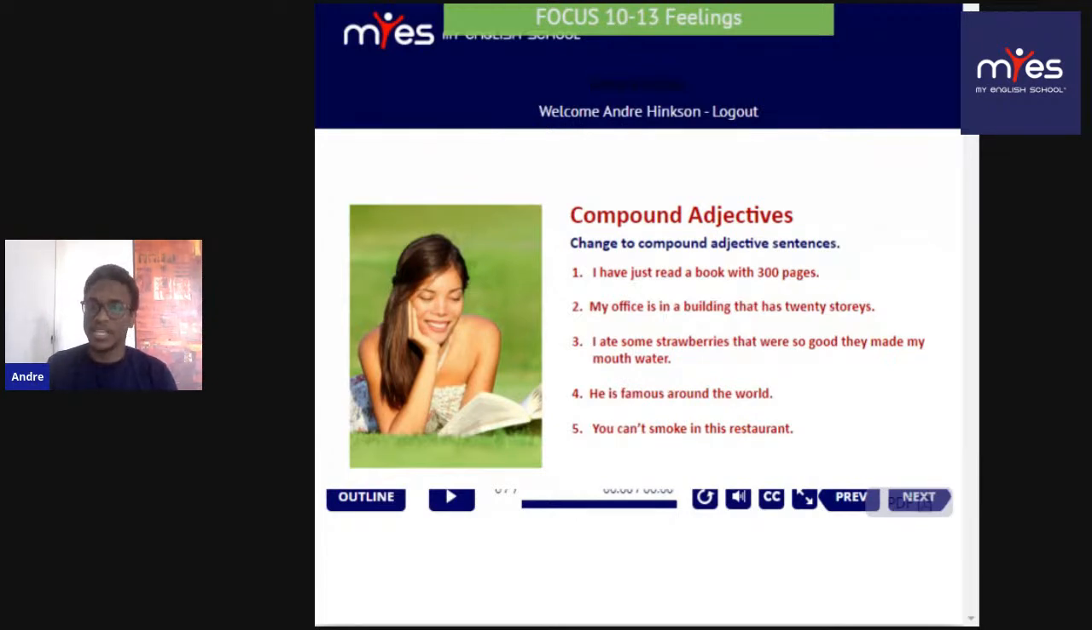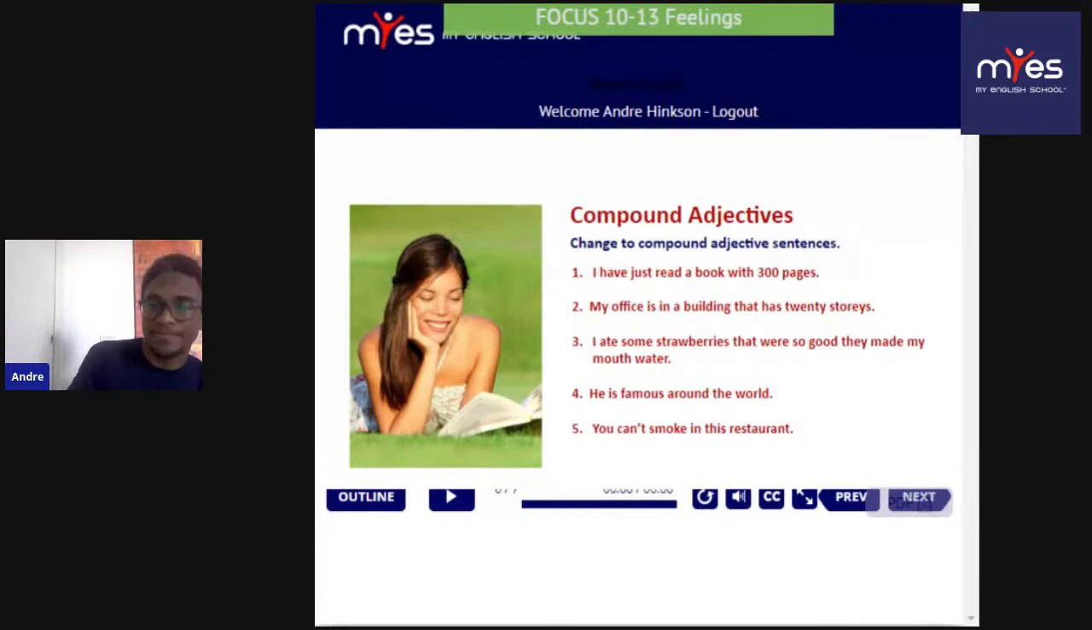So now let's look at changing the adjective in these sentences. So we're going to convert these sentences using a compound adjective. So let's look at number one. I have just read a book with 300 pages. Number two, my office is in a building that has 20 stories. Number three, I ate some strawberries that were so good they made my mouth water. Number four, he is famous around the world. And number five, you can't smoke in this restaurant. So these are the sentences we have to convert using the compound adjectives. I know the answers for some of these. So guys, if you're interested, let's do it together.